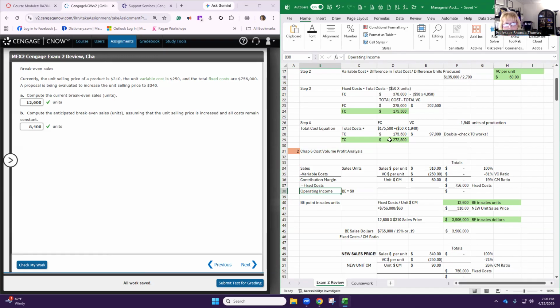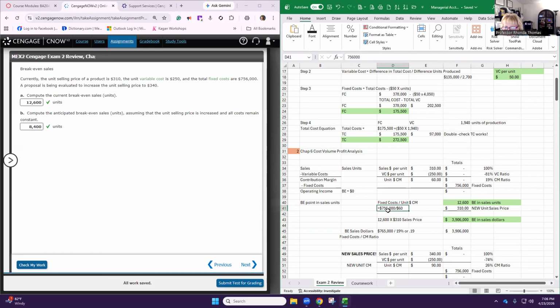Okay, so they're telling me that my sales price is $310. They say the variable cost per unit is $250. So that leaves us with a unit contribution margin amount of 60. So they're doing things in units here. Okay. So we know our fixed costs are 756,000. Okay. So let's do one at a time. We're going to do one with a selling price of 310 and one with a selling price of 340. Let's stay with the 310 to begin with.